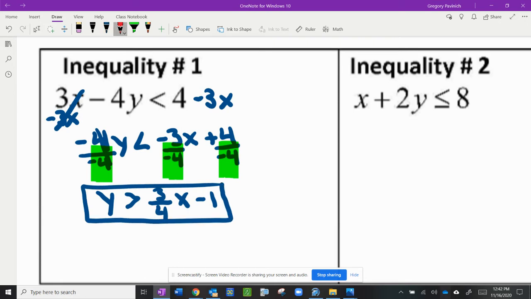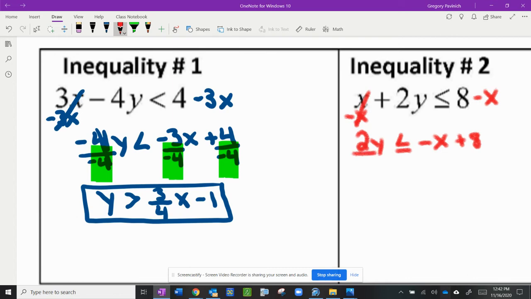Okay. On equation number 2, I'm going to do the same thing. I have a positive x on the left side, so I'm going to subtract it off to cancel it out. And I'm going to have to do the same thing to the right side. So I have 2y is less than or equal to, I want my x to come first, it's a negative x, then my constant, which is a positive 8.